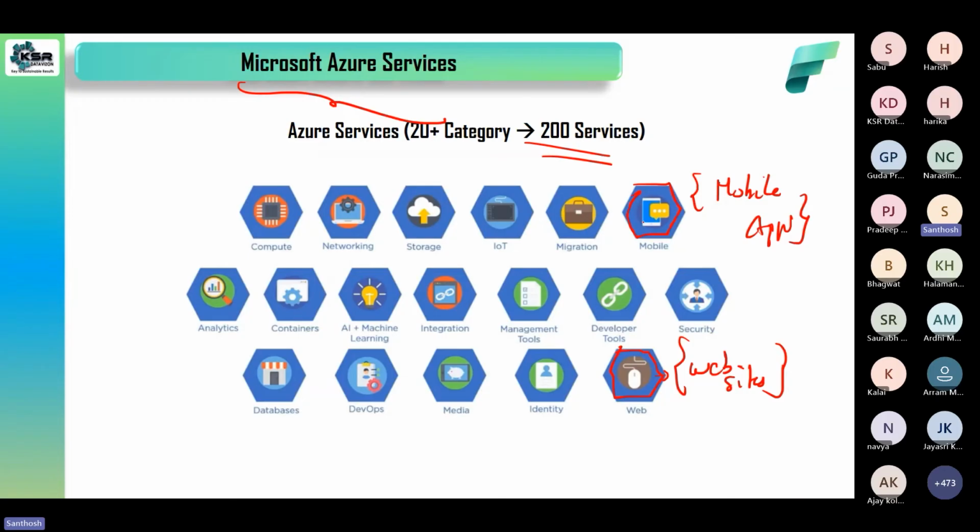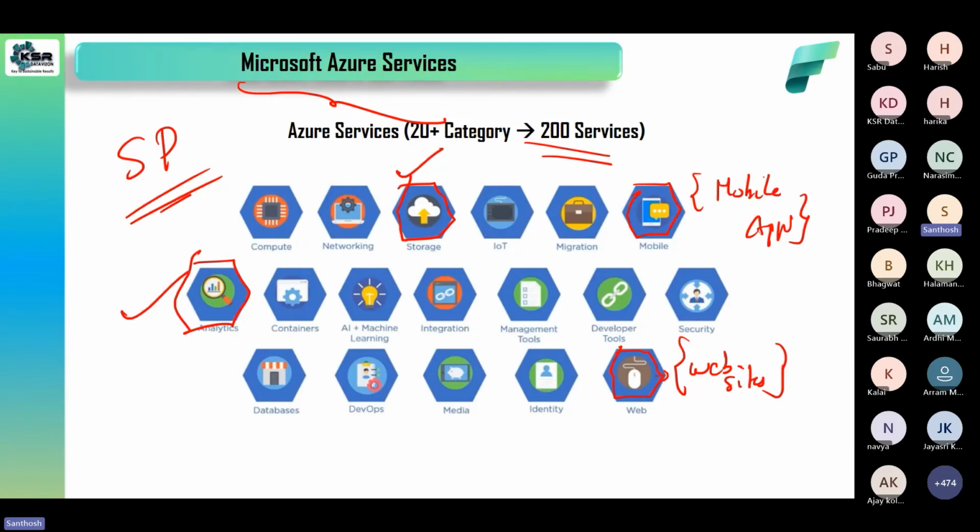Right? You have 200 plus services, whether you want to build a website or a mobile application. What are our two major problems? The two major problems that we had were storage and processing. Right? Storage and processing. And for storage you have a service, and for processing also you have services. Well, why can't I use these two services?